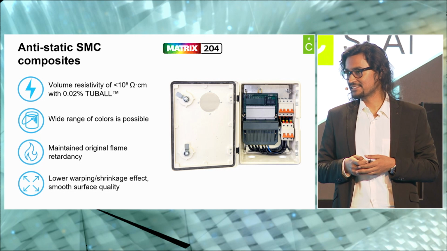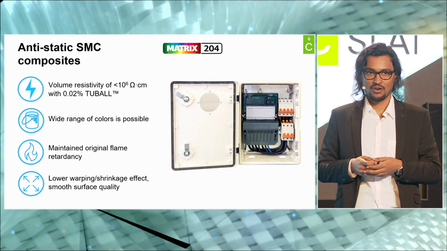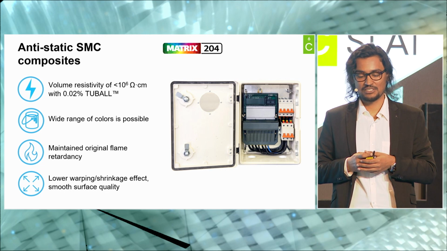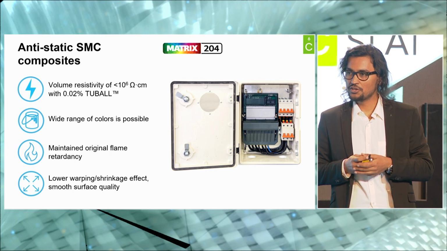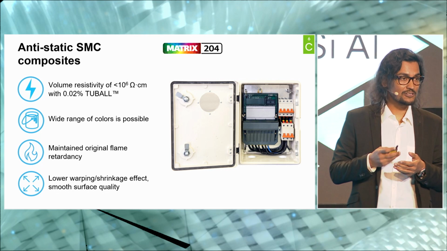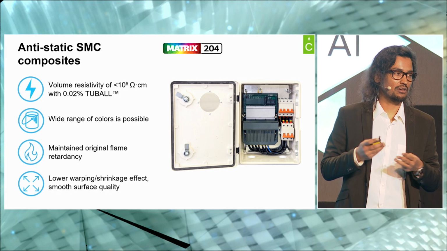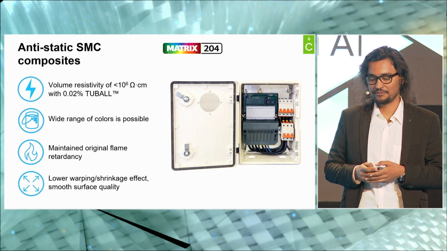Another example is SMC composites or junction boxes made up of these SMC composite, in which you would find extremely high gloss, conductive behavior, and popular industrial colors like gray color.